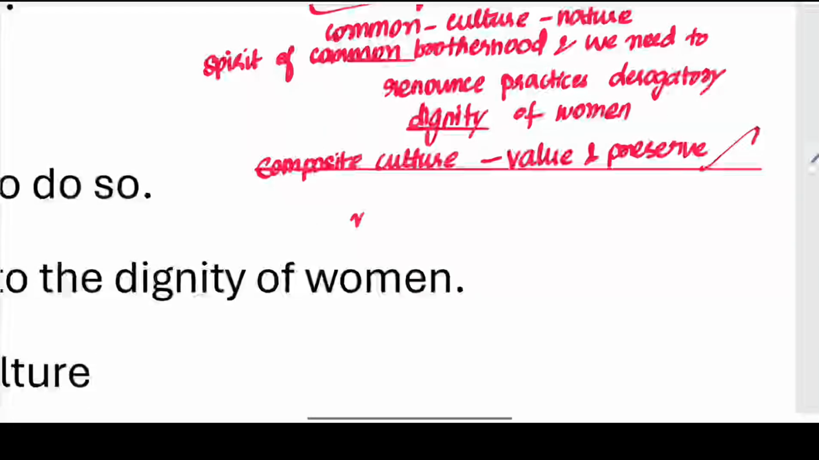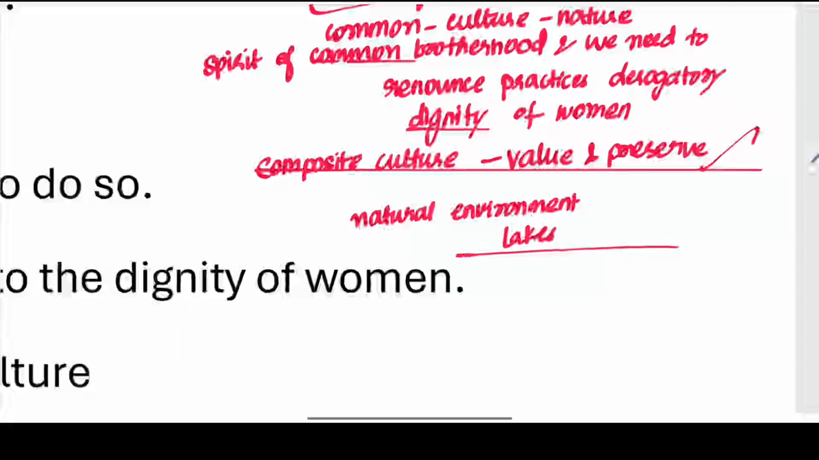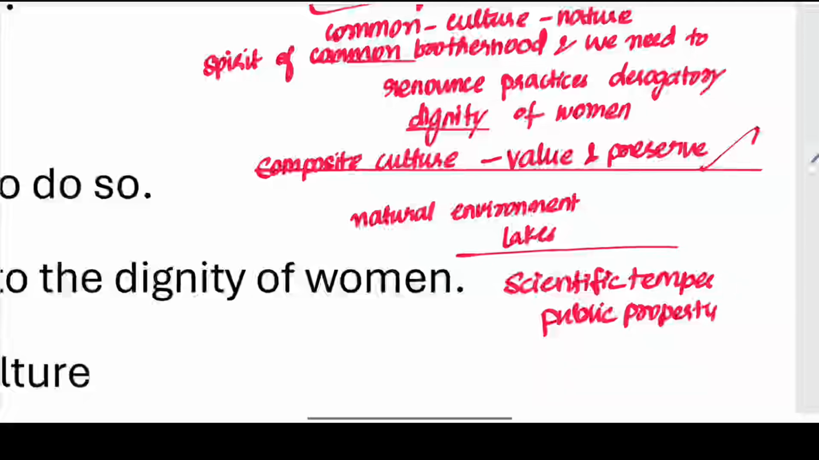After the culture, we will have the natural environment. To preserve the natural environment, like the forests, lakes, rivers, and animals. Then scientific temper and protect public property. So we have the scientific temper and then public property as well.